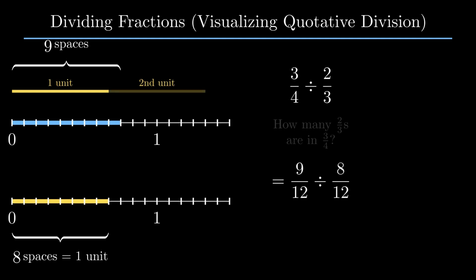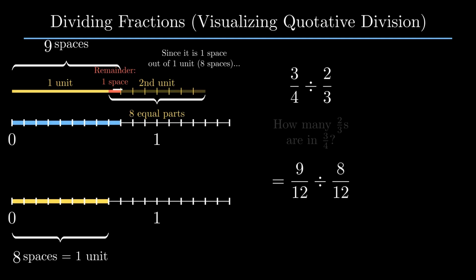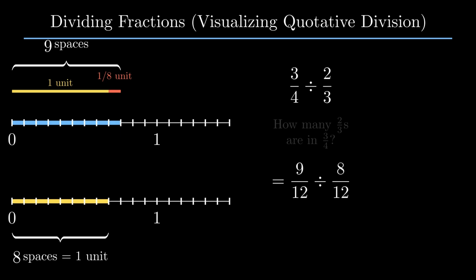To fit a second full unit, we would need another 8 equal spaces. But we don't have enough to make a full second unit. We only have a remainder of 1 space. So, what fraction of a unit is this? Since our remainder is 1 space, and it takes 8 spaces to make a full unit, that leftover piece is exactly 1/8 of a unit.